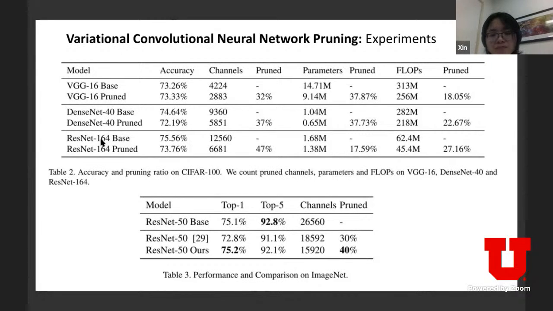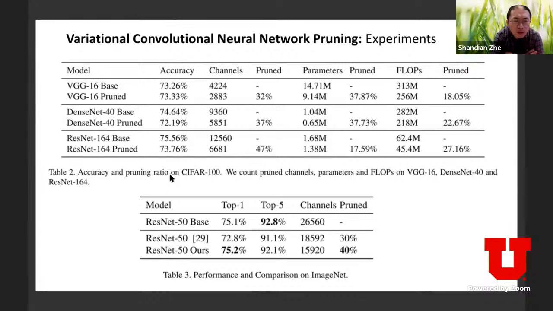But I would like to say the pruning ratio is somehow a little better than my method. So I would like to say the pruning ratio is not that bad, because the accuracy almost didn't change, just a small drop. 164 means 164 layers. Yes, that's a very large network.